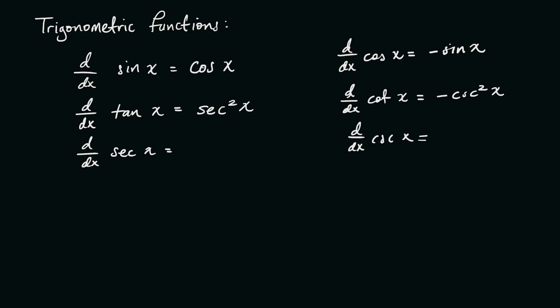Now, you also see this pattern here where the co- version of the original trig function is negative, right? So the derivative of secant x is just secant x times tangent x. But on this side, where we have cosecant x, it's going to be negative cosecant x times cotangent x. Right, so those are the different functions that we have here.